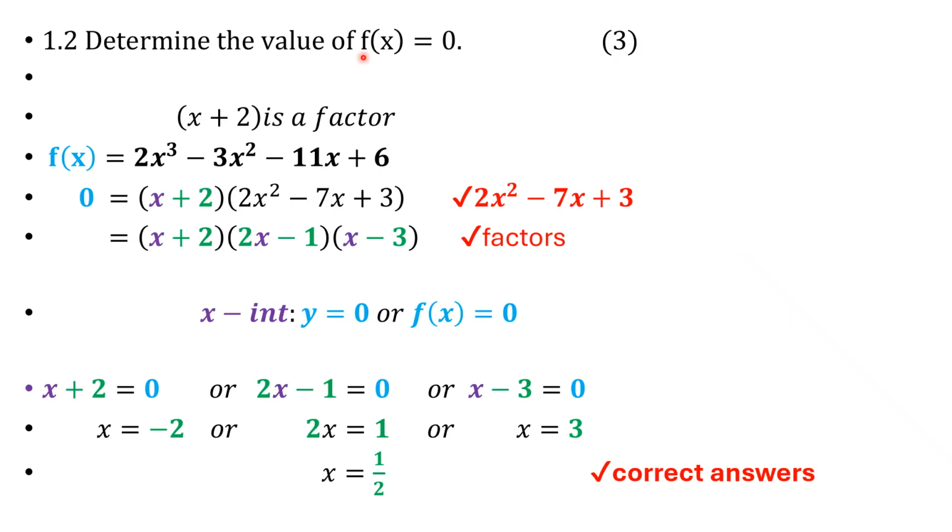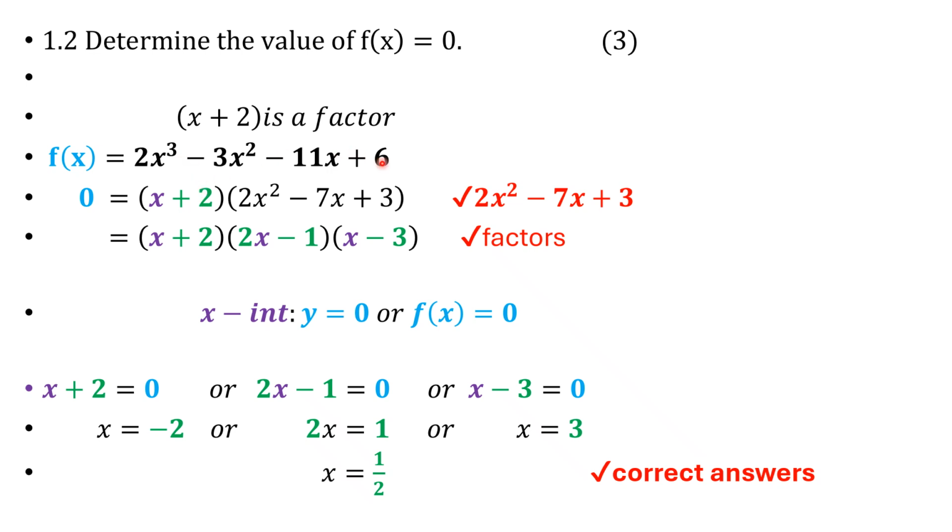Determine the value of f of x equals 0. So now we want to find the x-intercepts where y equals 0. So x plus 2 is a factor. So x times what would give me 2x cubed? X times 2x squared would give me 2x cubed.